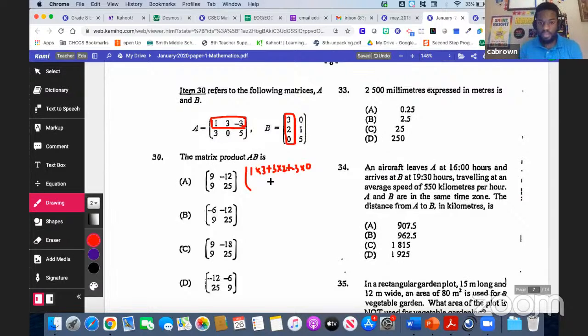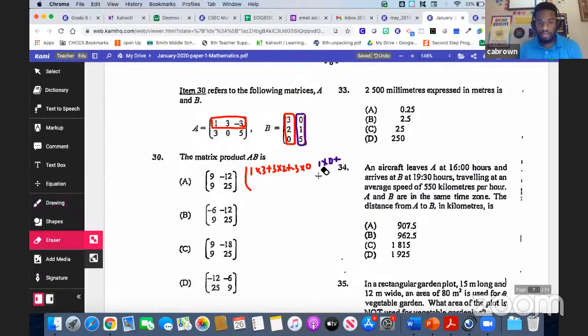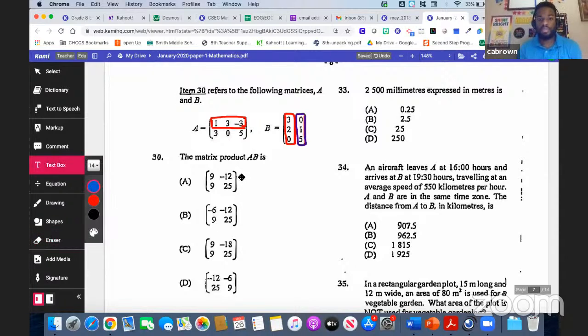Then on the other side, I'm going to now do this times this column. So I'm going to do 1 times 0. Let's see if I can put it right here. Plus, I don't have space. Let me do it over. All right, let me start over. Let me use the text box.